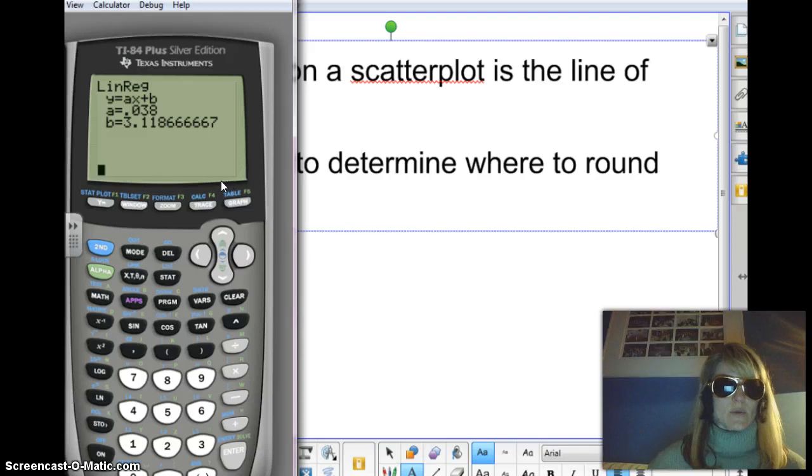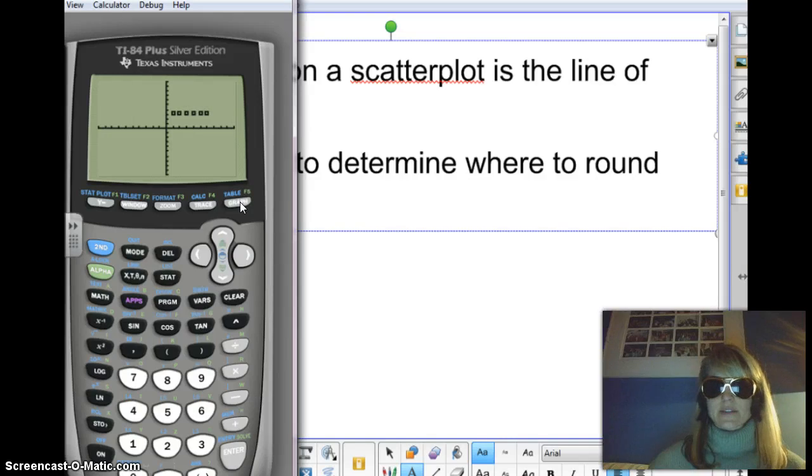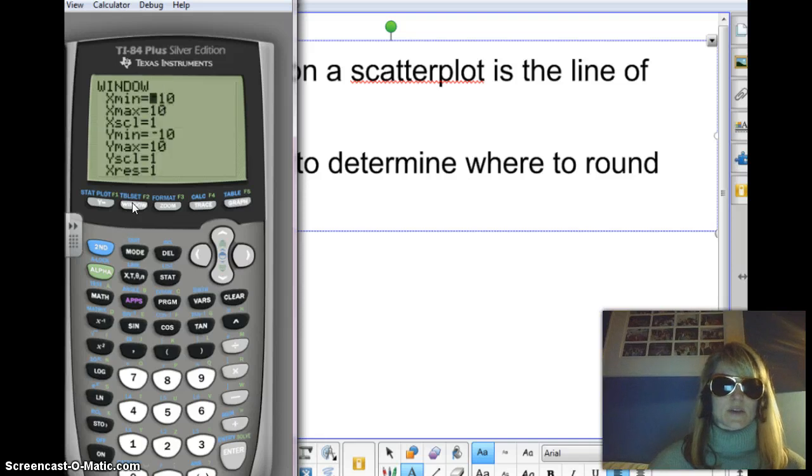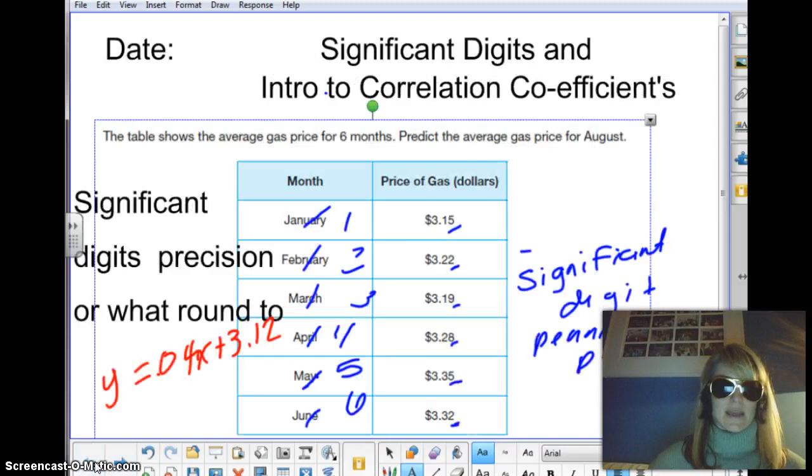Because right now, as I showed you in class, this plot 1 needs to be highlighted in order to show all the things I put in line 1 and line 2, right? So there it is. Now that doesn't look very good. So I need to go to my window and I need to change my axis depending on this.